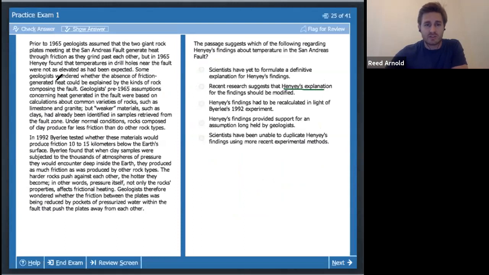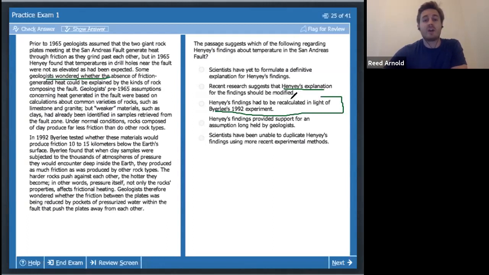We have some geologists wondered about frictionless stuff, but Hinyi never gives an explanation. Hinyi just says, "Here's the temperature." Why is C wrong in this case, particularly? Because Hinyi's findings should not be the point. This is what I mean.